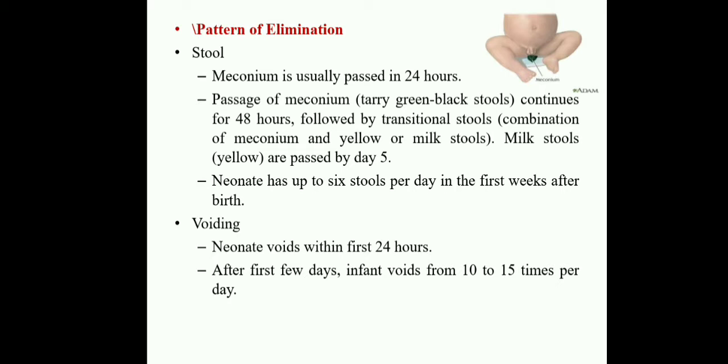If it is stools in the first week, how many times is the baby passing? 6 stools each day in the first 1 week. After the first few days, the infant voids 10 to 15 times each day. This is about the pattern of elimination, about stools and then urine.